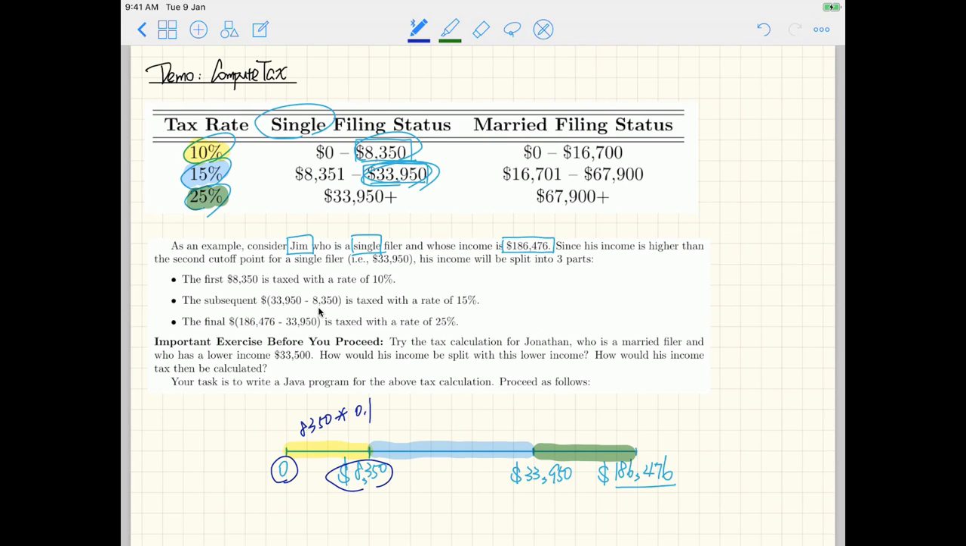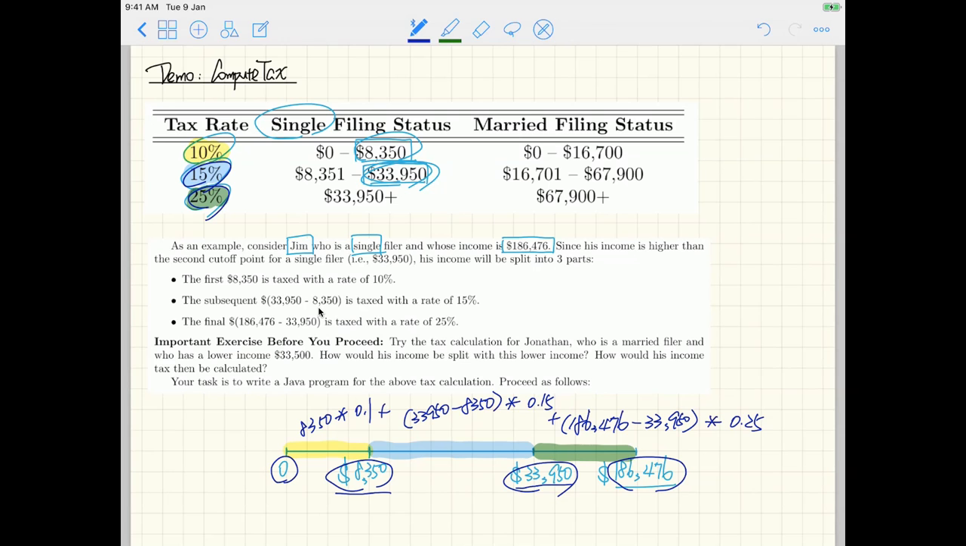What about the blue part? The blue part is going to be this cutoff point subtract this cutoff point. It's going to be 33,950 minus 8,350, multiplied by the 15%, 0.15. And then what about the green part? The green part, again, is going to be whatever the income value is minus the second cutoff point. So it's going to be 186,476 minus 33,950, and then multiplied by 25%, 0.25. If you add them up together, this is how we calculate the tax for Jim. Hopefully you see the idea.